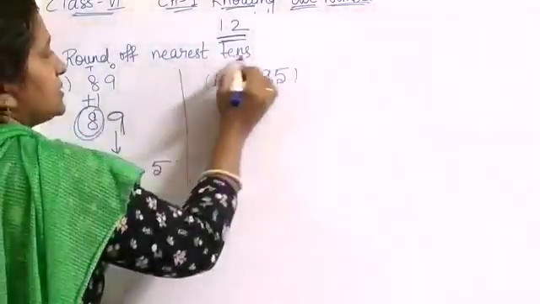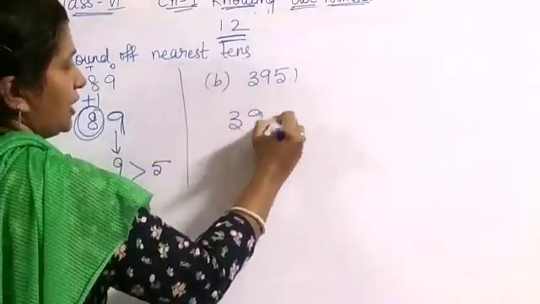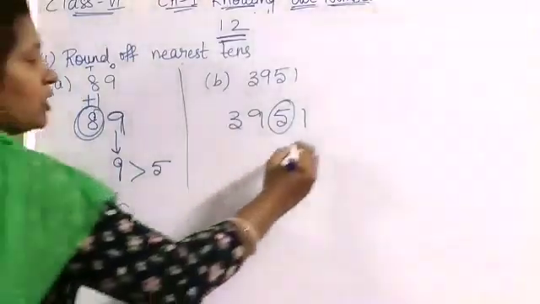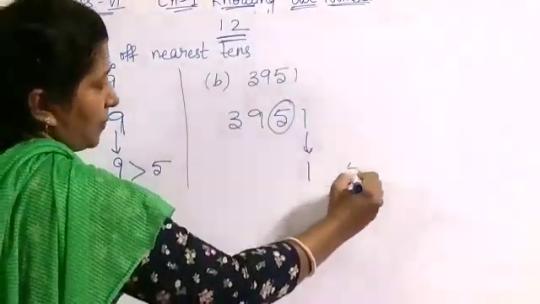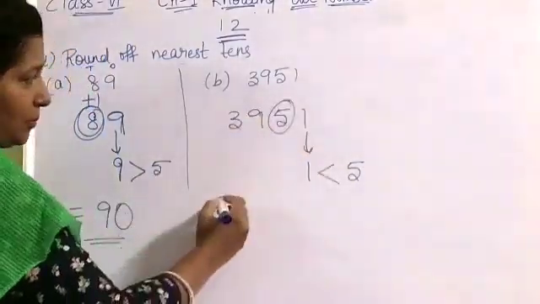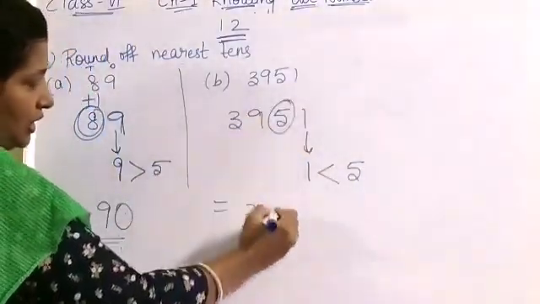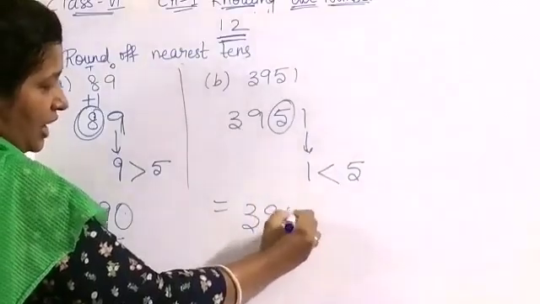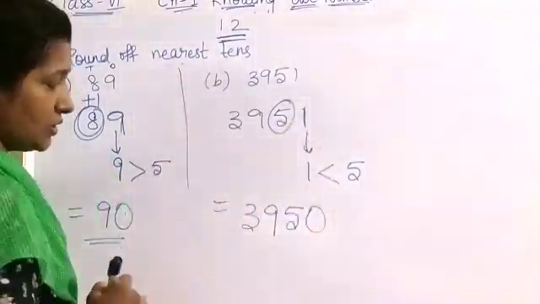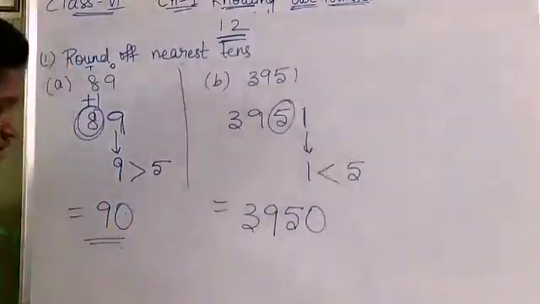Coming to the next one, 3951. Here nearest to tens. So 3, 9, 5, 1. Nearest to tens means round off the tens digit. Now what is the next number here? 1. Compare 1 with 5. 1 is less than 5. So no need to add any number. Just write 3, 9, 5 as it is. And after this round off, how many digits are there? 1, so keep 0. Is it clear? Coming to the next one.